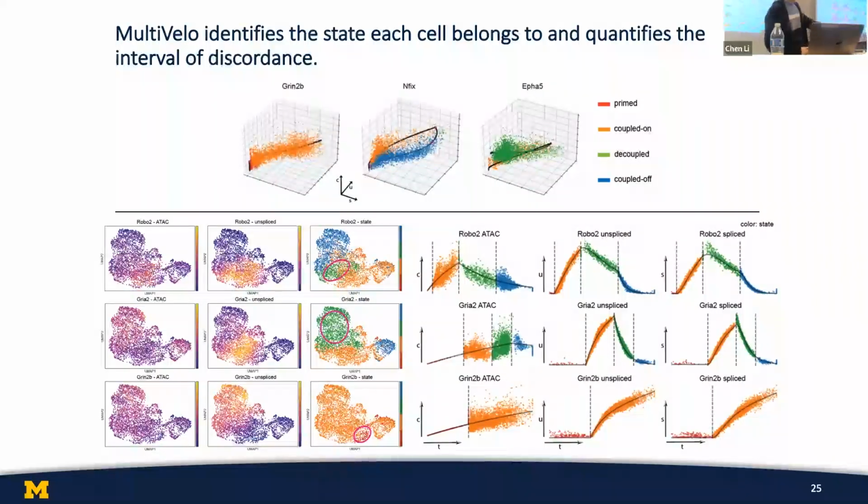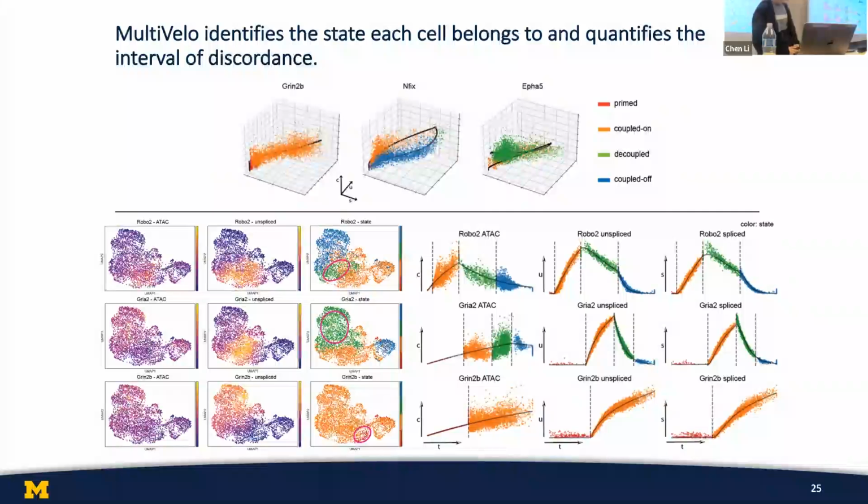For Grin2A, this is a model 2 gene. For a model 2 gene, the chromatin sensitivity increases even after the transcription has stopped. Like shown on the third UMAP, the region here labeled as green is the decoupling region predicted by the model, and agrees with what we would expect. Similarly, we can tell from the dynamic plot, the Grin2A ATAC count still increases when the unspliced and spliced drops in the green phase.